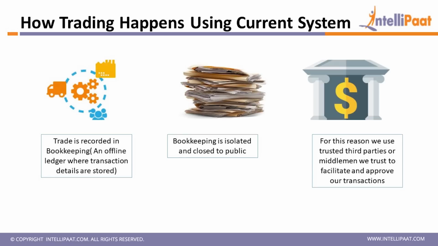The current system that we use in our day-to-day life for trading, for selling and buying items, is recorded in offline ledgers where transaction details are stored. Bookkeeping is isolated and closed to the public. The public does not have direct access to the books, and for this reason, we need trusted third parties or middlemen that we trust and they help facilitate the services, whether it is library, trading, or shopping, buying over networks, maybe Amazon, maybe Flipkart, maybe other shopping sites that really require a middleman to shop and purchase over the network in the current scenario. So if we see, most of our services require a middleman to be utilized.